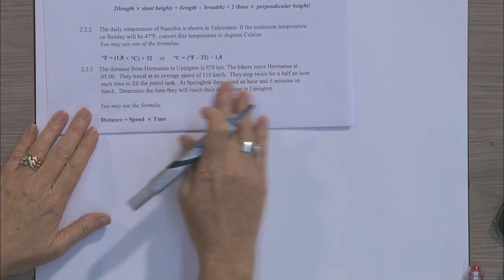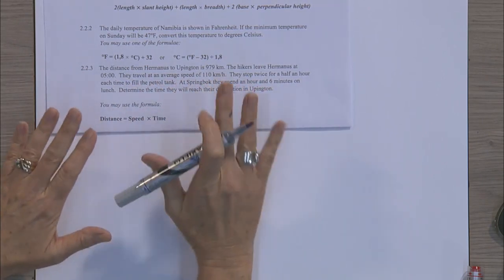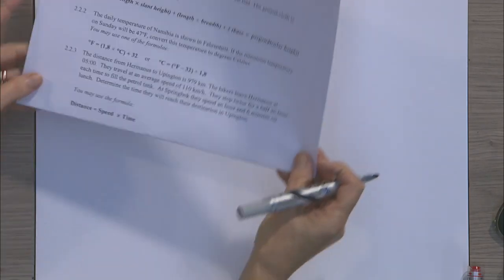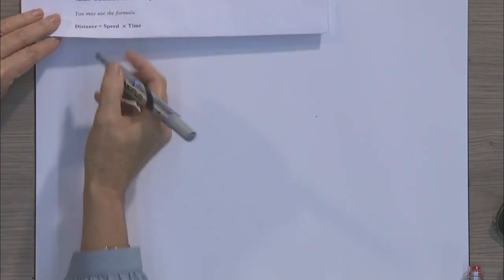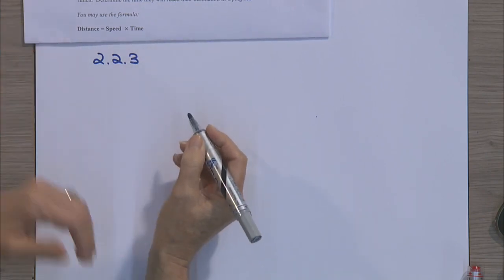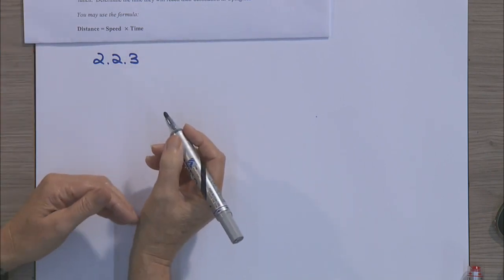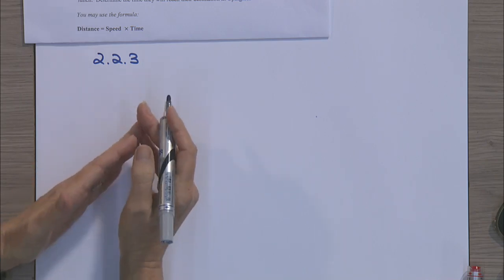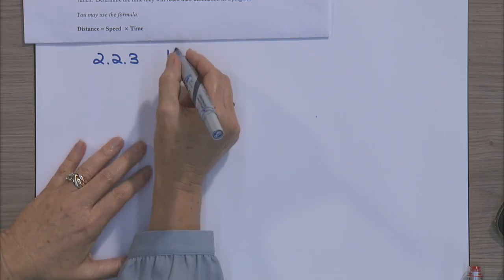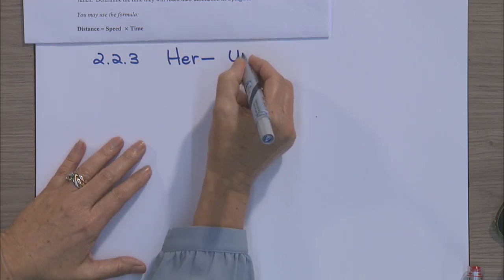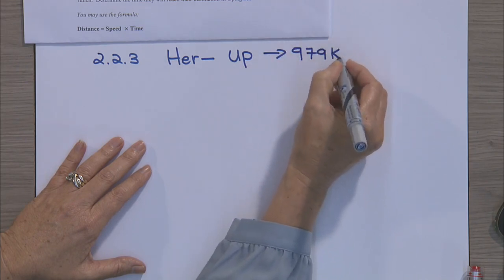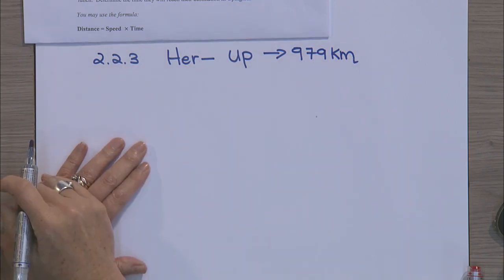There's lots of information in this question, grade 12s, so we need to start sorting them out. So first of all, write it down. Write down what it is so that you can remember. You can't go back to the question every single time and read and read and read. So I suggest that you write down important information. For me, it's important to know that from Hermanus to Upington, it is 979 kilometers.